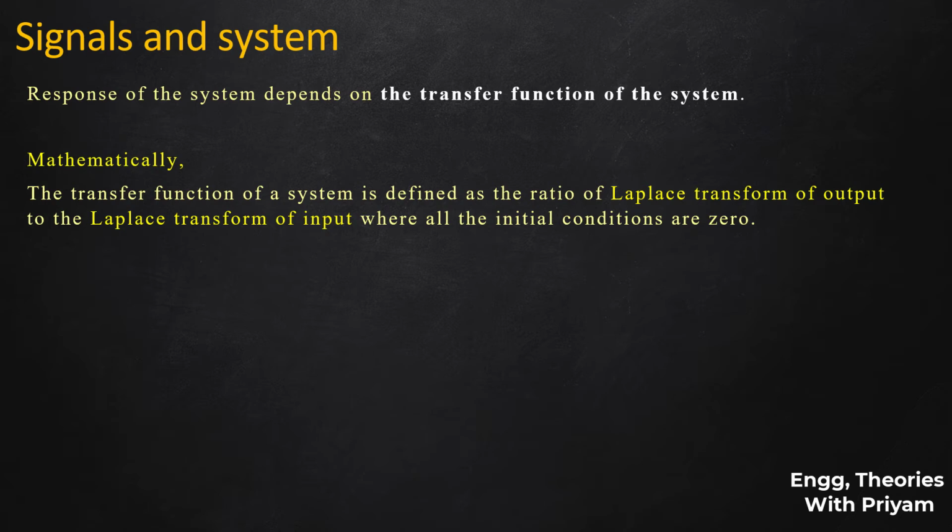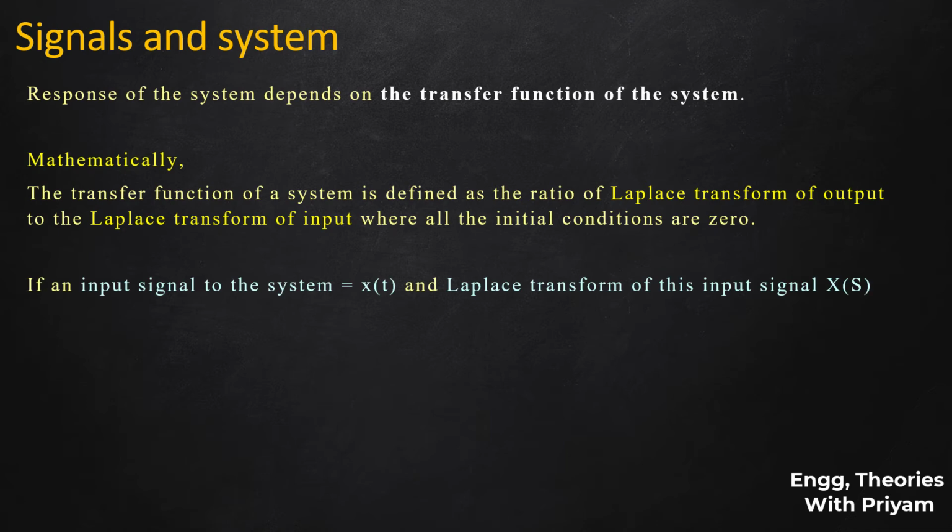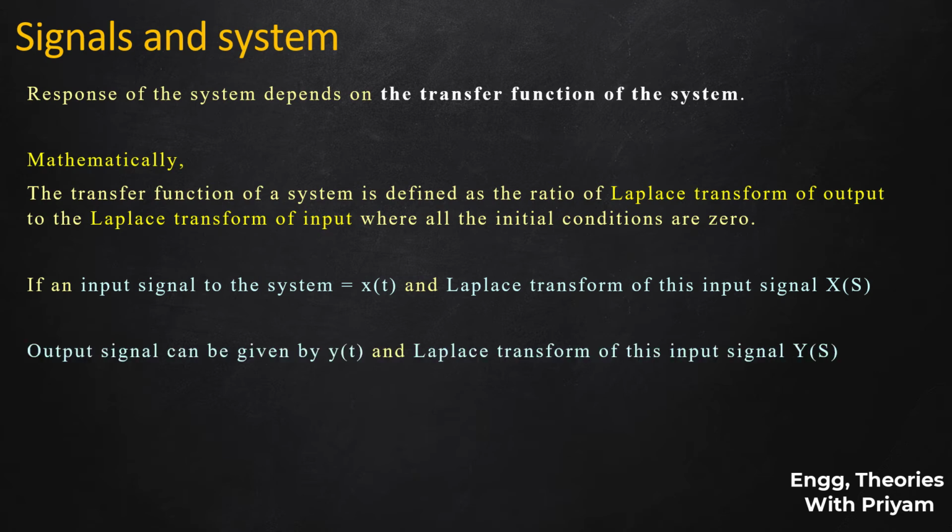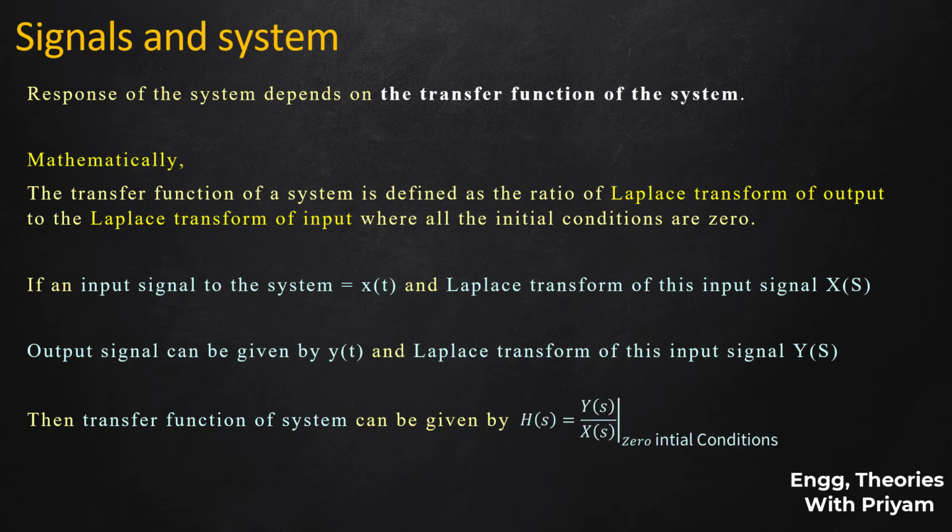If the input signal to a system is x(t) and the Laplace transform of this input signal is X(s), then in response to this input signal, the output signal can be given by y(t) and the Laplace transform of this output signal is Y(s). The transfer function of the system can be represented by H(s) = Y(s)/X(s), having 0 initial conditions. We will see this transfer function in more detail in the incoming lectures.